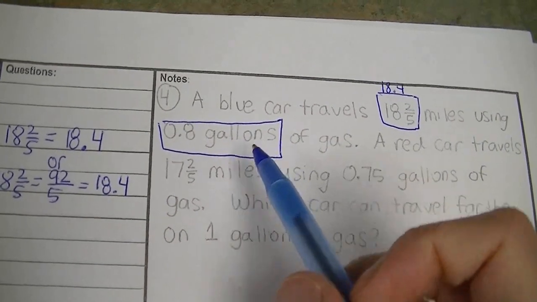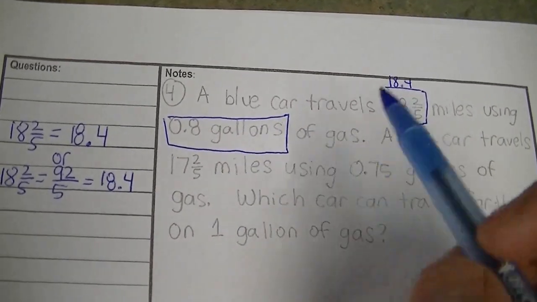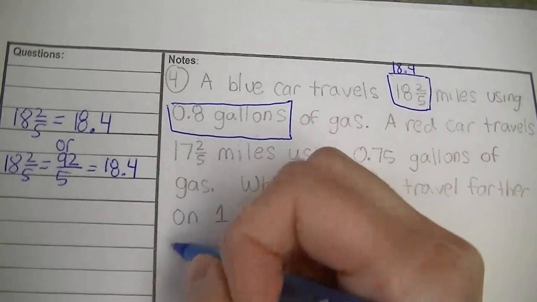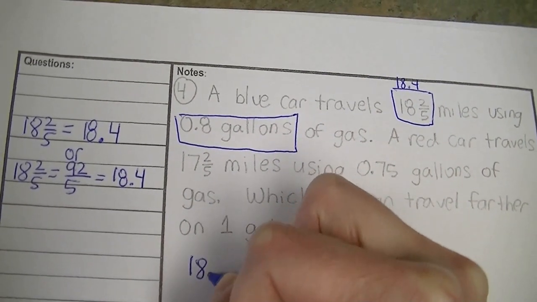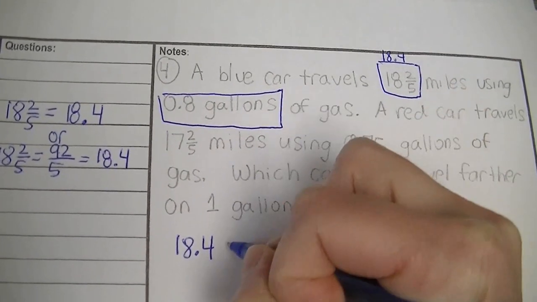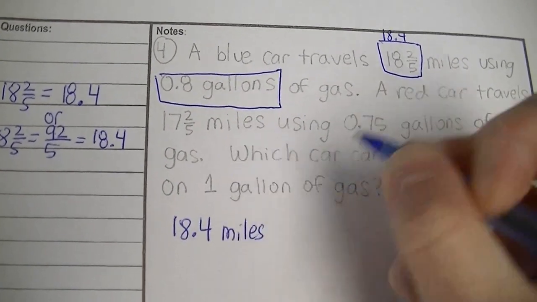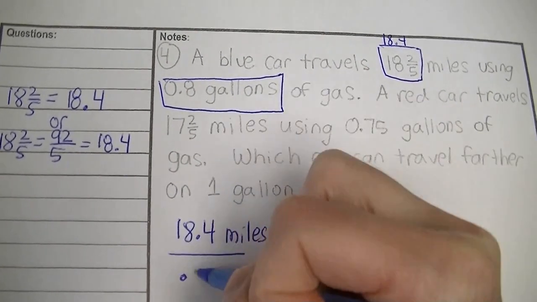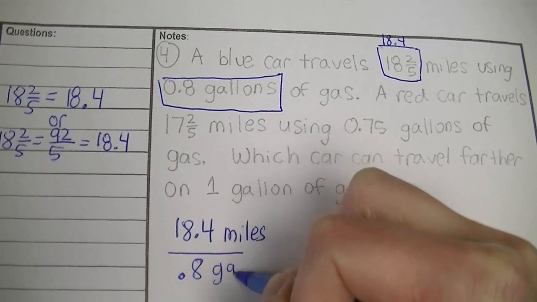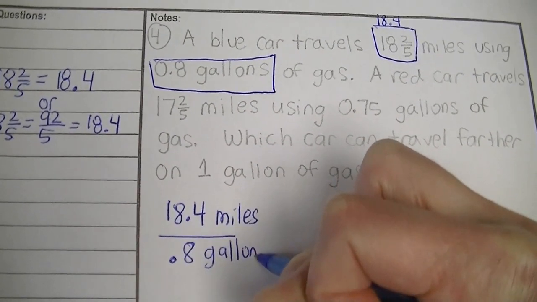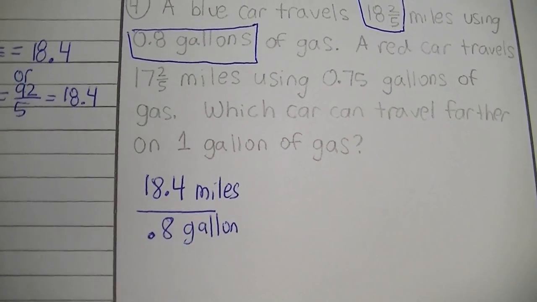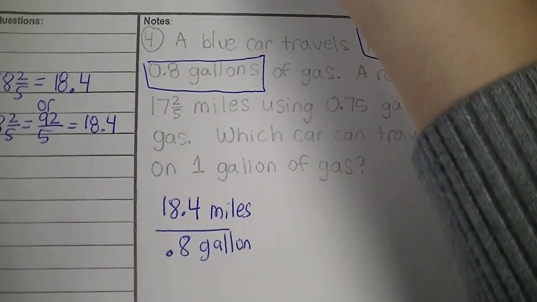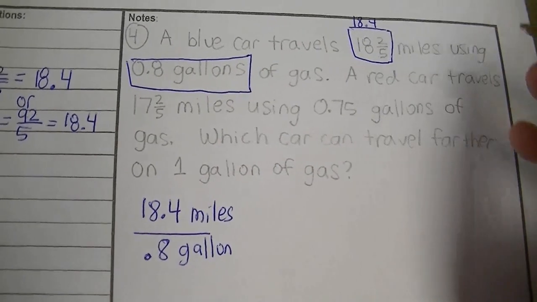And I'm going to go ahead and write down this rate right now, okay, for the blue car. So I want the distance in the numerator. I'm going to write that as a decimal, and I'm going to label it. And the denominator would be 8/10 gallons. Okay, 8/10 of a gallon. That right there is the rate. Now I'm going to go ahead and find the rate for the red car.